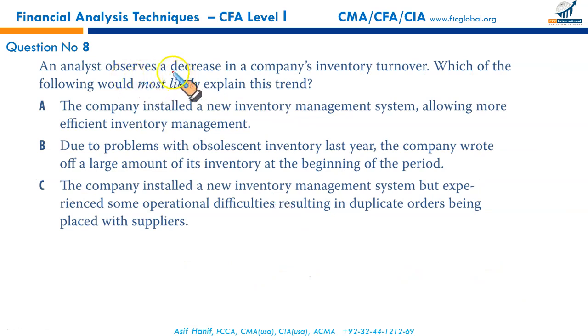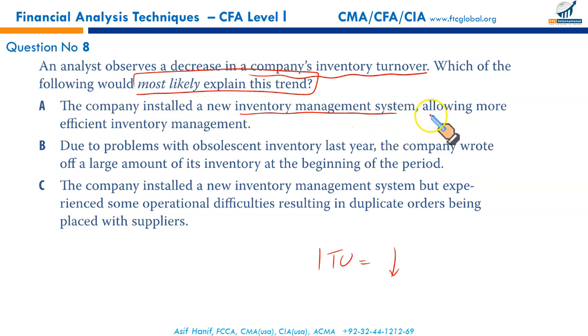Next, an analyst observes a decrease in the company's inventory turnover. Inventory turnover falls. It means it is sold less frequently now. Which of the following would most likely explain this trend? A. The company installed a new inventory management system, allowing more efficient inventory management. This is an interesting question, gentlemen, I need your attention. We know inventory turnover is equal to cost of goods sold upon average inventory. This efficient inventory management system will result in lower inventory. So the inventory falls, the denominator falls, your inventory turnover should increase.